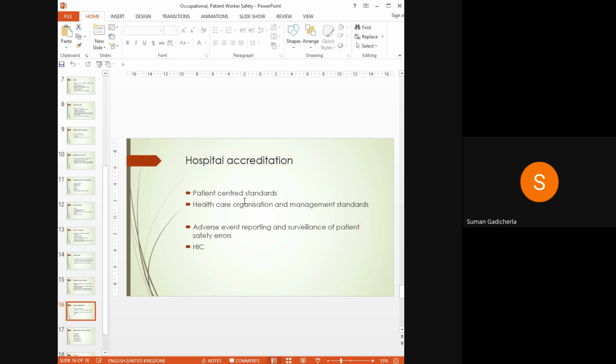When such events occur, what do you do? Is there a mechanism to find out how many such events have occurred, where they have occurred, who is responsible for it? There will be a mechanism for root cause analysis of it. What could be the reason for such adverse events to occur? And have you heard of the Hospital Infection Control Committee?